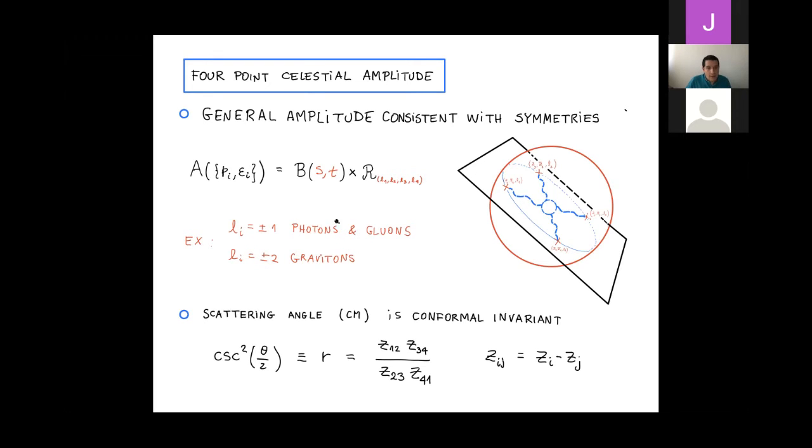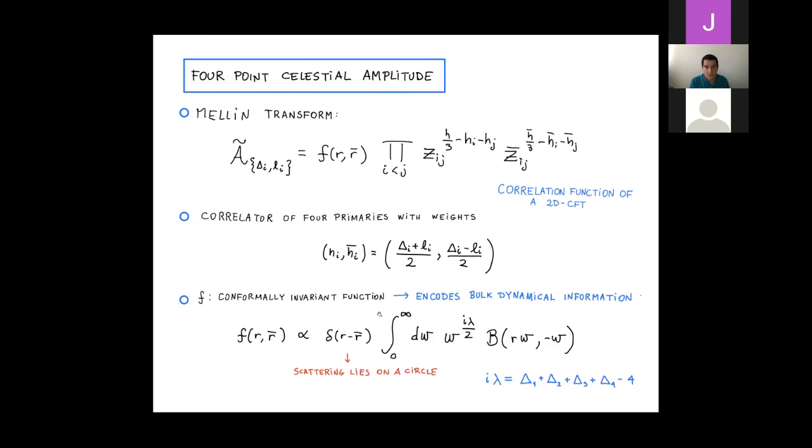Just to say, these numbers L are integers, and for photons and gluons they are ±1, and for gravitons ±2. This is the generic form of a correlation function in a 2D CFT. You can perform the Mellin integral, and then you get this expression, where the product comes from the fact that you have an SL2C symmetry, and also you have a prefactor.